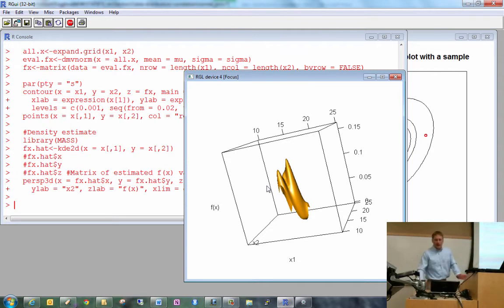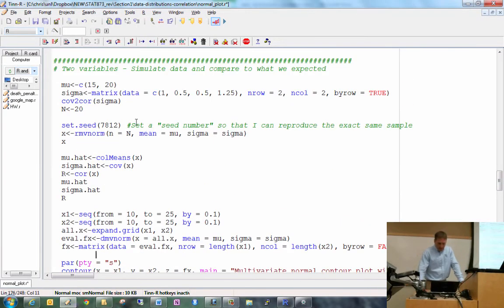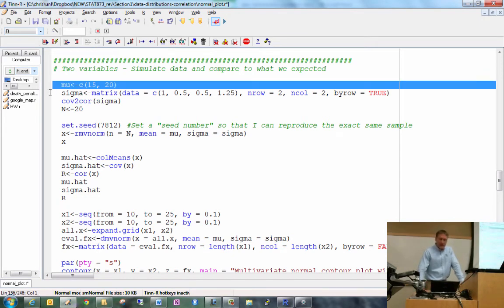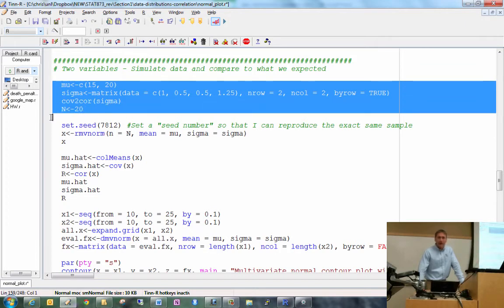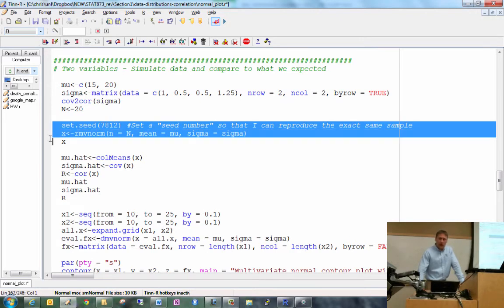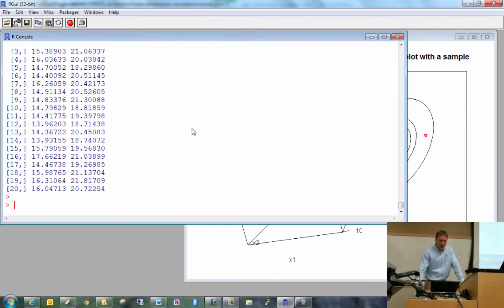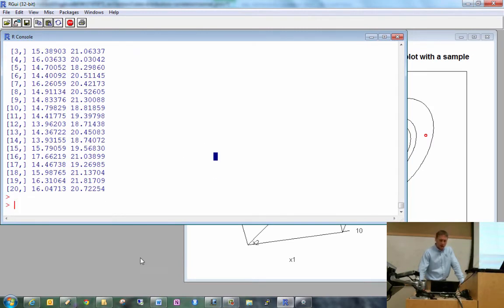Let's talk about how I got this plot. Similar to what we did last time, I'm going to set a mean vector and a covariance matrix. I'm going to set my sample size to, let's say, 20. I'm going to set a seed so I can reproduce my results. We talked about the rmvnorm function last time. That's what is going to simulate my data. If I run that, here's my sample of size 20 from this bivariate normal distribution.